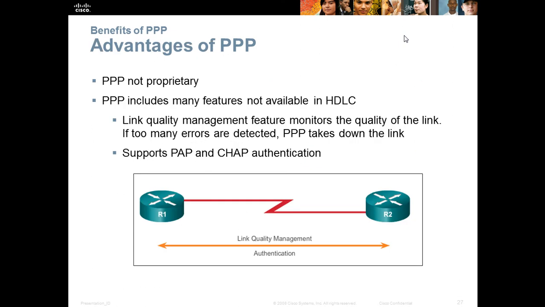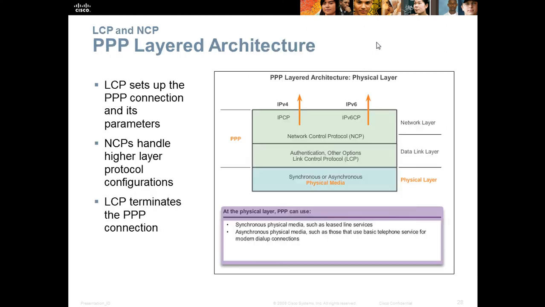AppleTalk, Novell IPX and SNA control protocol. What are the advantages of point-to-point protocol? The first advantage is that point-to-point protocol is not proprietary. Point-to-point protocol includes many features which are not available in HDLC. The link quality management feature monitors the quality of the link. If too many errors are detected, point-to-point protocol takes down the link, and it also supports PAP and CHAP authentication. PAP is the Password Authentication Protocol and CHAP is the Challenge Handshake Authentication Protocol.